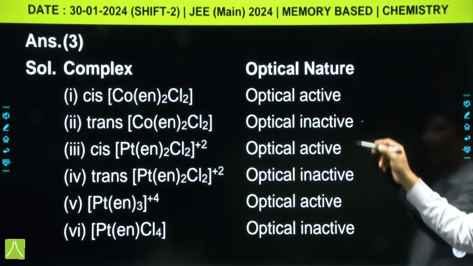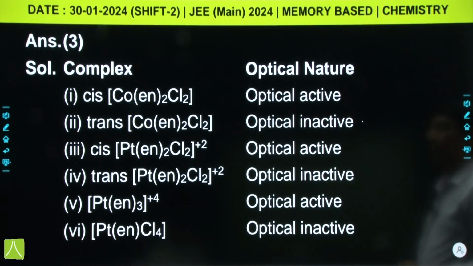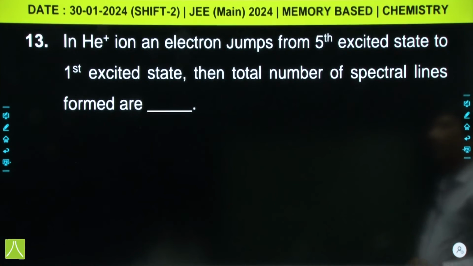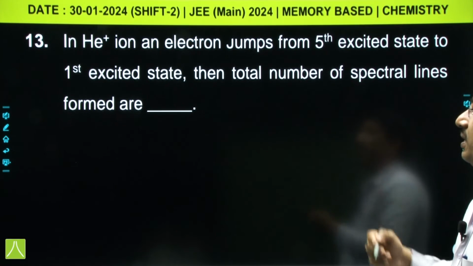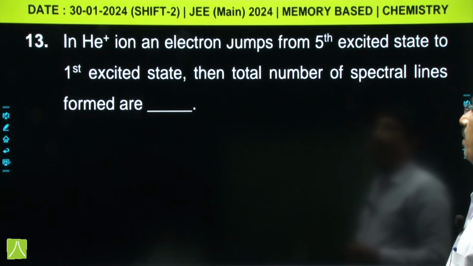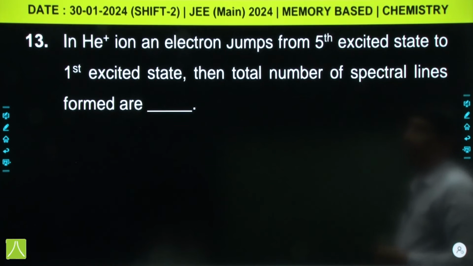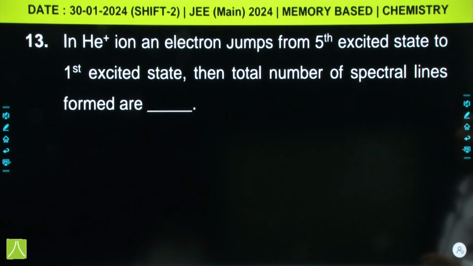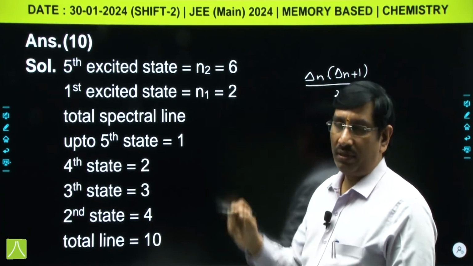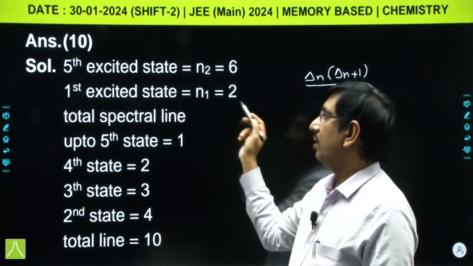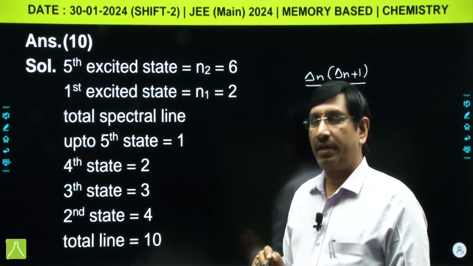So the number of optically active compounds, you can see there are 3 optically active compounds and 3 optically inactive. Next question, this is from atomic structure. In helium plus ion, an electron jumps from 5th excited state to 1st excited state, then the total number of spectral lines formed is. So here 5th excited state means it is the 6th shell, and 1st excited state means the 2nd shell.